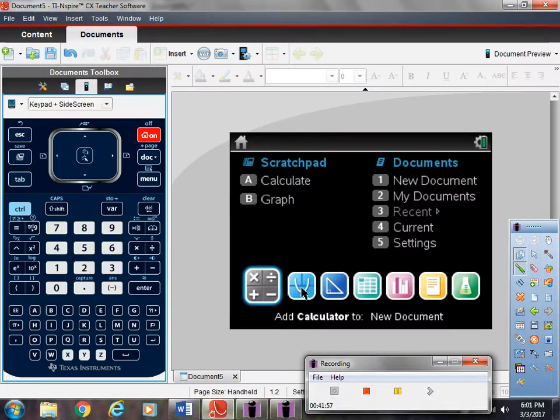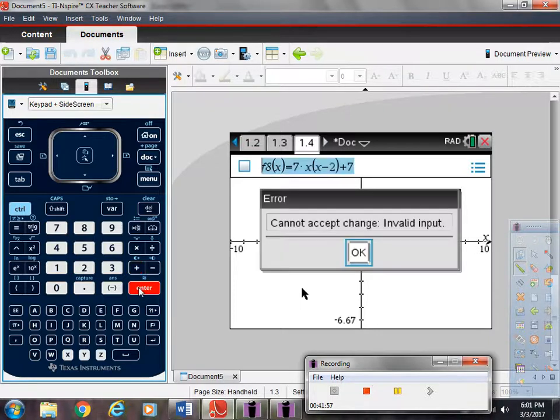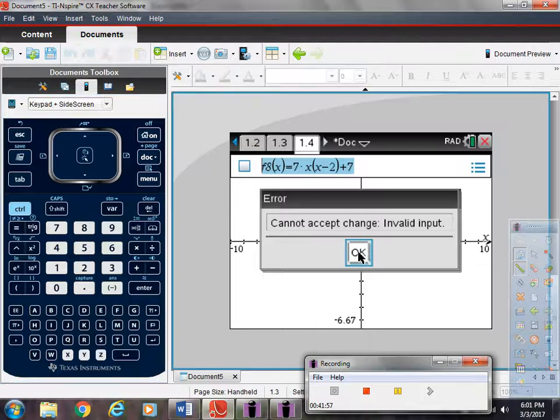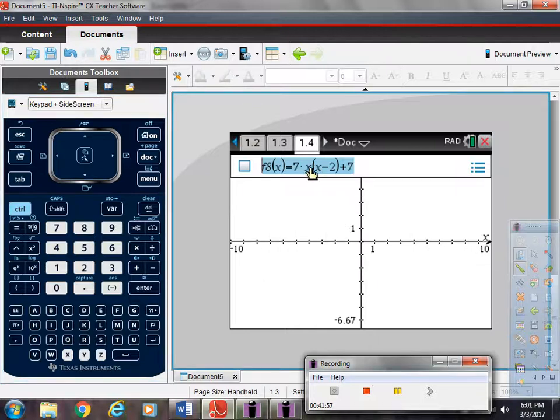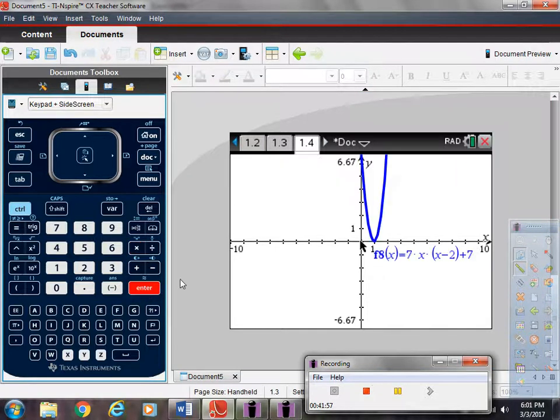So let's try it. 7x, and then in parentheses, what was that? x minus 2 and plus 7. Okay, so when it gives you this message here, it's not that we have something wrong. What happened was, right here, remember I told you this calculator does not recognize an x times an x for some reason, so you do have to put a little times symbol in there. And then press enter, and it'll give you your quadratic.